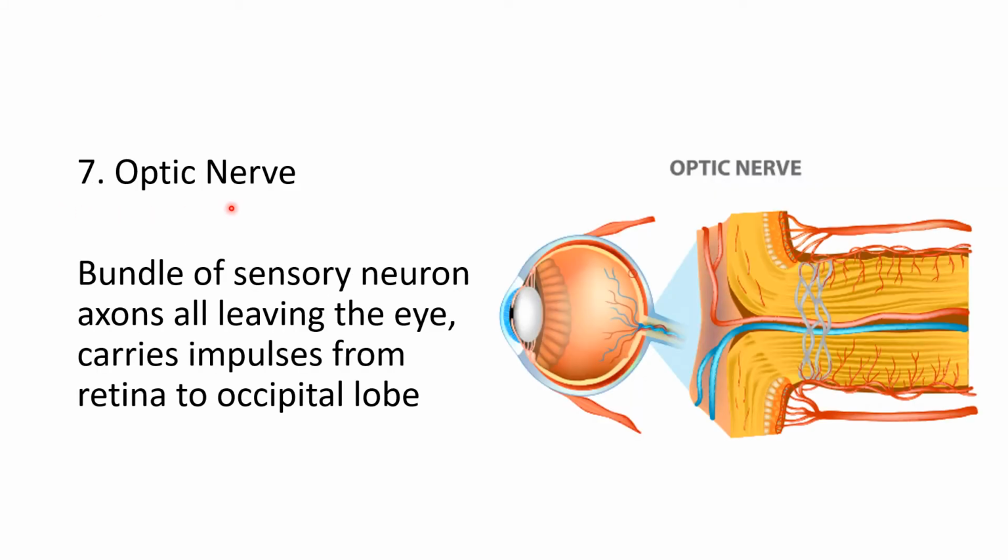So then we have the optic nerve. The retina all comes together at that one spot and then travels out the back of the eye through the optic nerve. It's a bundle of all those neurons leaving the eye, going from the retina and traveling all the way back through the brain to the occipital lobe for visual processing.